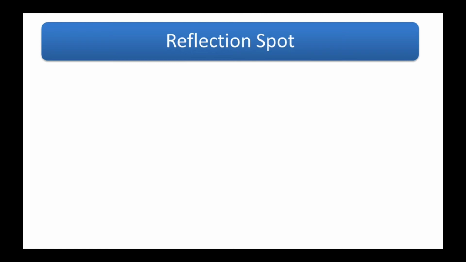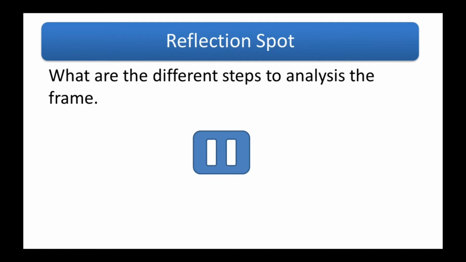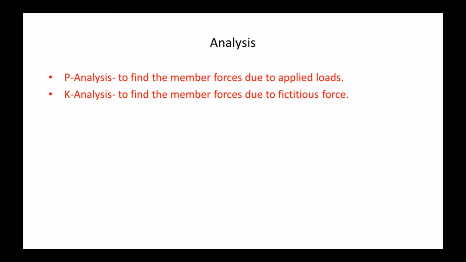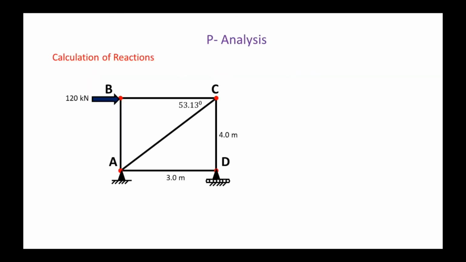Now the question arises in the mind. So take a pause here. So what question? That what are the different steps to analyze the frame? Here these are the steps of the analysis. First is P analysis, to find the member forces due to the applied loads, and K analysis, that is to find the member forces due to the fictitious force. Now first we start with the P analysis.